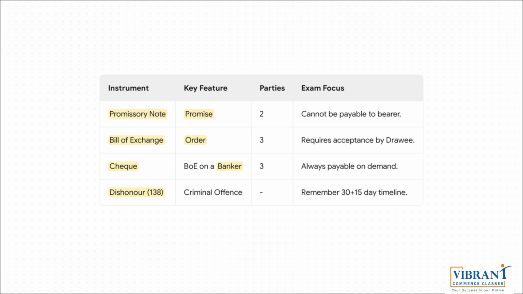Promissory note, the keyword is promise. Bill of exchange, it's an order. A check, it's an order on a banker. And for dishonor, Section 138, just remember that 30 plus 15-day timeline. If you can remember just this table, you're in a really good spot.